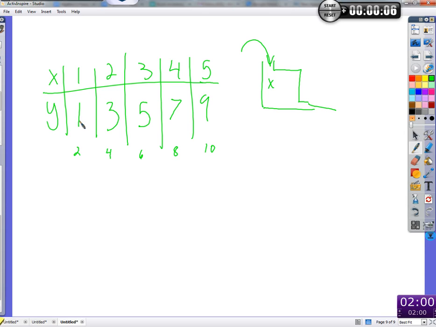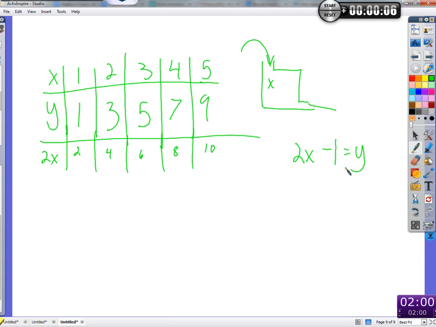So if I take the x and I do 2x, does it give me 2, 4, 6, 8, 10? 2 times 3 is 6. 2 times 5 is 10. Okay, but it's a little bit off. But then if we take those and we subtract 1, 2 minus 1 is 1, 4 minus 1 is 3, 6 minus 1 is 5, 8 minus 1 is 7, 10 minus 1 is 9. So if we take 2 times x and then we subtract 1, that should give us y.